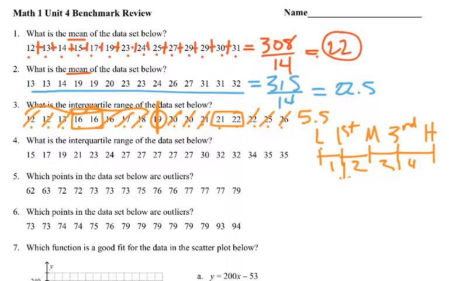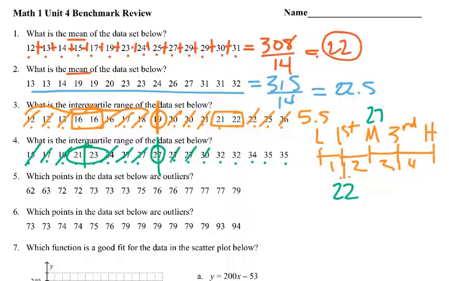Now we do it for the other one. So 1, 2, 3, 4, 5. 1, 2, 3, 4, 5, 6, 7. 6, 7, 8, 8. There's our median, 27. First quartile, 1, 2, 3. 1, 2, 3. In between 21 and 23 is 22, so first quartile is 22. In between 32 and 32 is 32. So subtract that. 32 minus 22 gives us an interquartile range of 10. Okay?